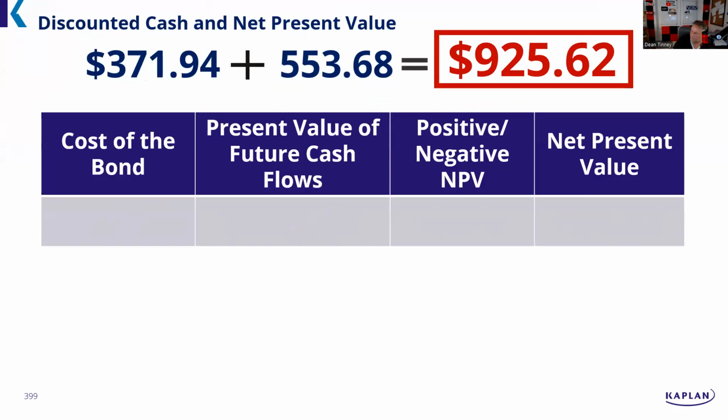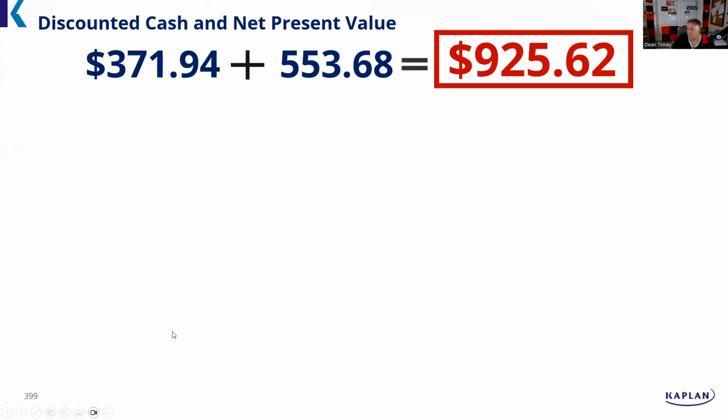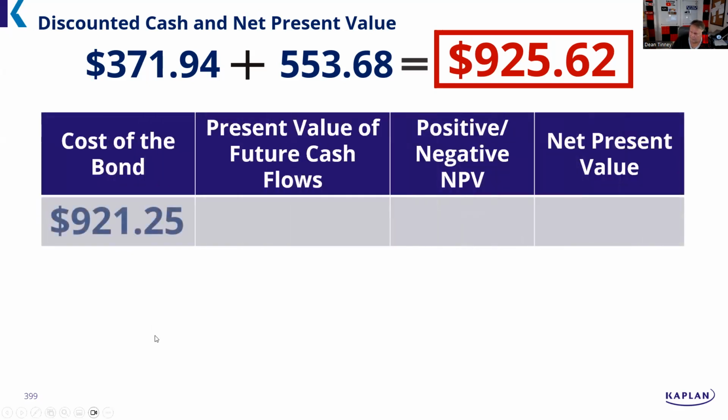So here's an example of a bond. And we have, again, you're not going to have to do the math here, but we have a net present value of $925.62. So now what we're going to be asked on the test is, is this a good value? Is this bond overvalued or undervalued? Based on its net present value. So if the net present value is $925.62 and we can get it for less than that, that's going to be a good value. And if we have to pay more for that, it's not going to be a good value, right? So the cost of the bond is $921.25.